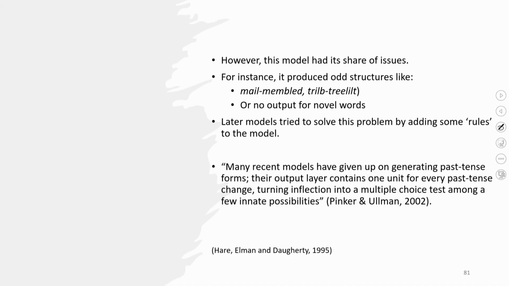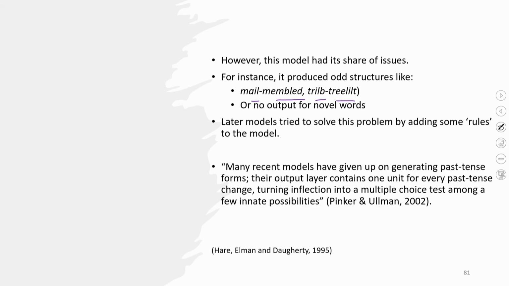However, of course, like all other models, this also has its share of problems. For instance, later studies have pointed out that there are some odd structures that the model generates. For example, mail becomes membled, tilb, trilate. So, for novel words, sometimes they create really odd kind of output or no output at all. So, there are some limitations of the model where it does not seem to function very well.